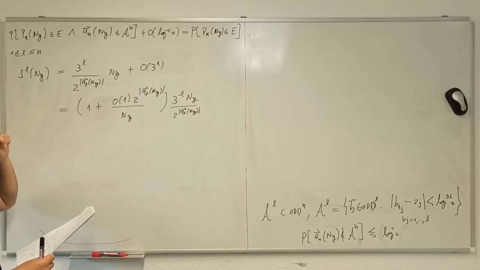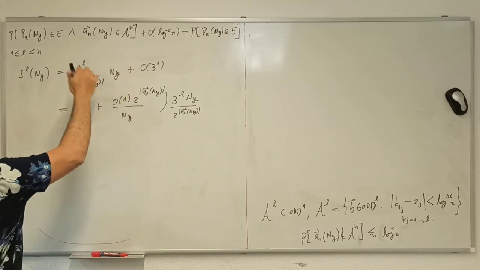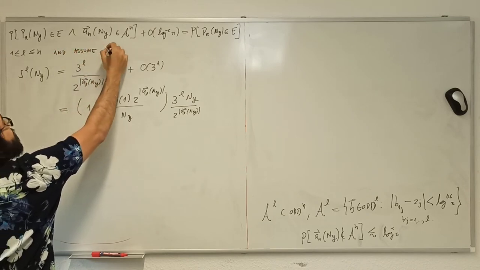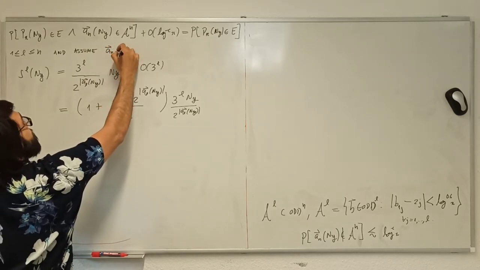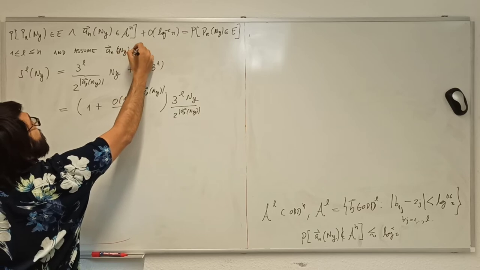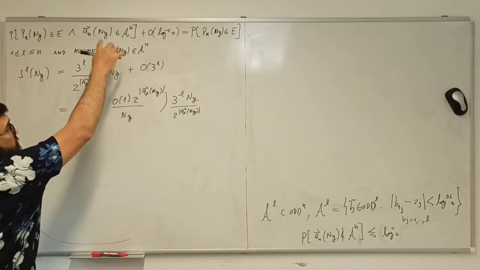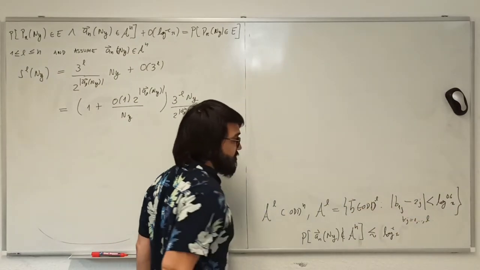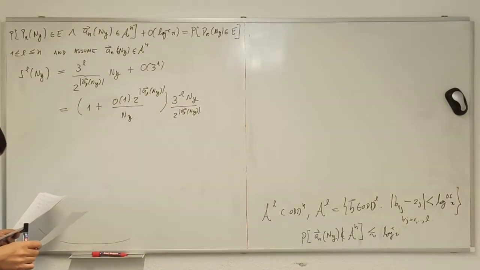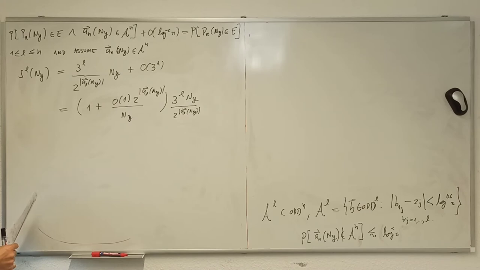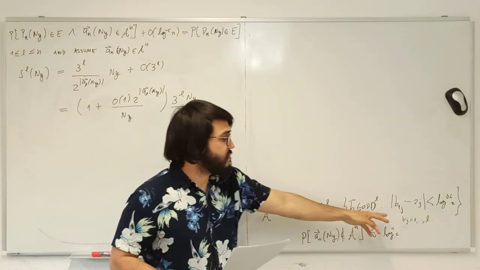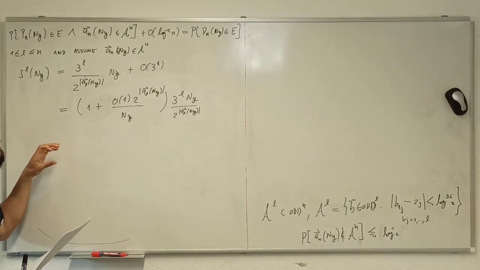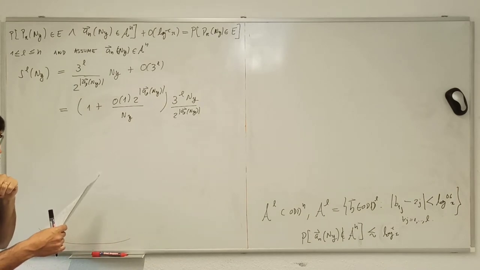Okay, great. And then you can see that this stuff here, well, I'm conditioning to this event here. So I'm assuming that n_y belongs to A_n. In particular, all the A_L have moduli satisfying this. Okay. In particular, this A_L satisfies this bound here, that it's close to 2^L with an error which is the power of the log.